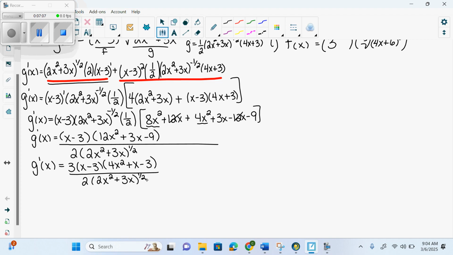Is this 4x squared plus x minus 3 factorable? What's the matter? I took a 3 out. Did I lose people? I took a 3 out of this bracket. I got 4x squared plus x minus 3, and I put the 3 in front. Can I factor 4x squared plus x minus 3?